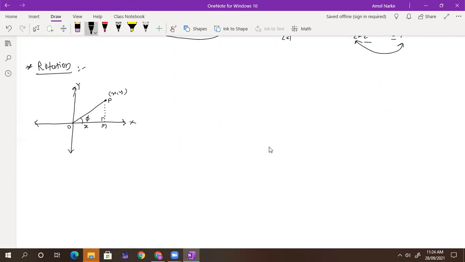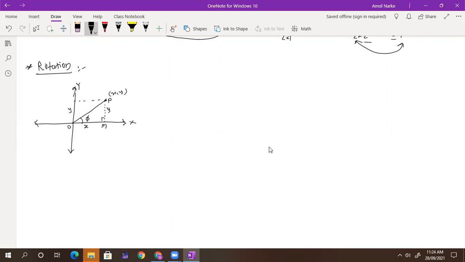What is PM? It is Y. That's how we get X and Y. So the X distance is here, and if I draw the dotted line, this distance is Y. This is parallel, so we are getting the same distance.